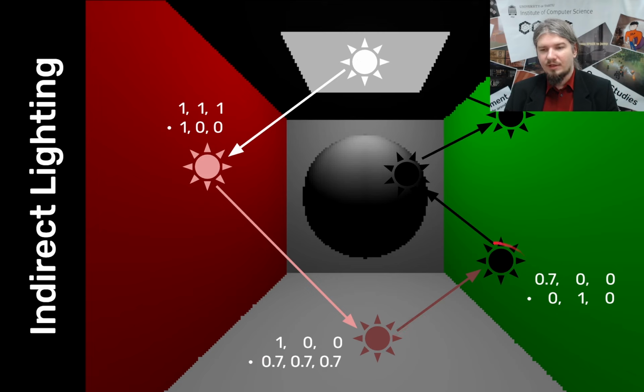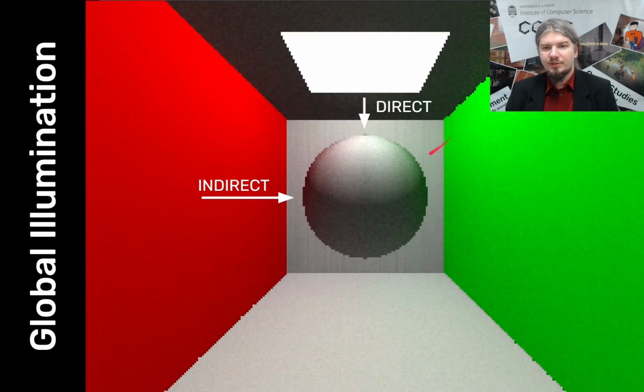Over here, this darker red light is hitting the green wall. And well, there is no red reflection on that wall. So now this light actually all gets absorbed. If we were to trace that path forward, then we wouldn't have any light left. So with global illumination, this would be the result that we would expect.